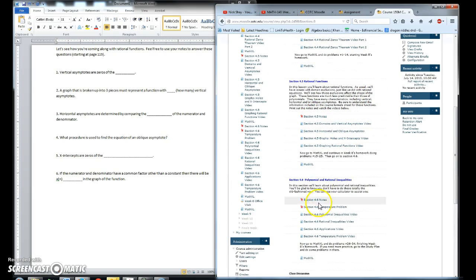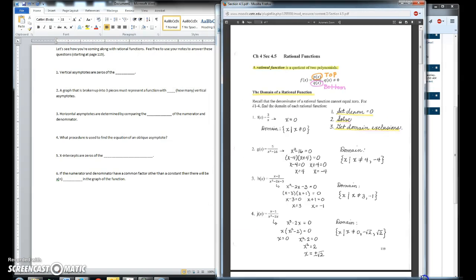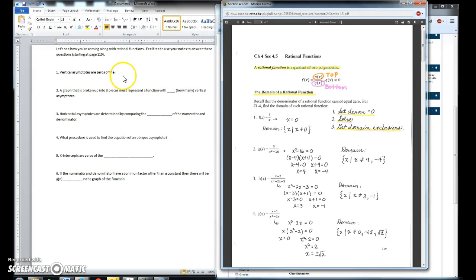It's either 4.5 or 4.6. Again, rational functions, that's section 4.5. So I go ahead and click on these right here, and it brings up the notes. So let's go through and talk about these.